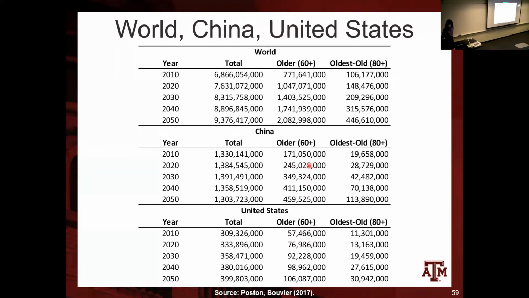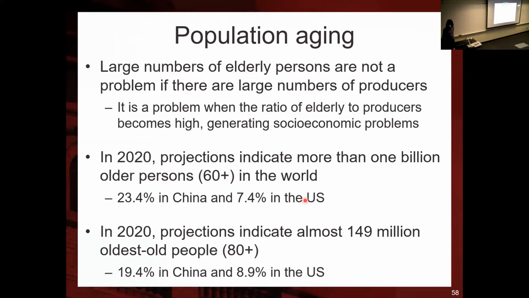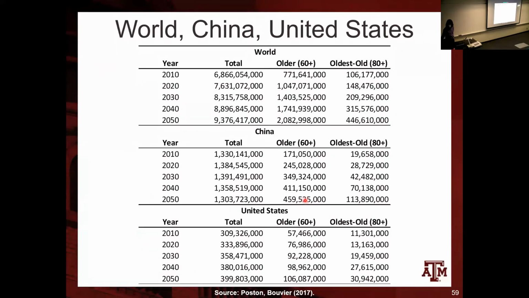I pretty much just got this number here, 245 million, and divided by this one here, 1.05 billion in the world to get those percentages. And then I got this one here, 28 million divided by 148. And I did the same thing for the US, this number by this, and this number by this.